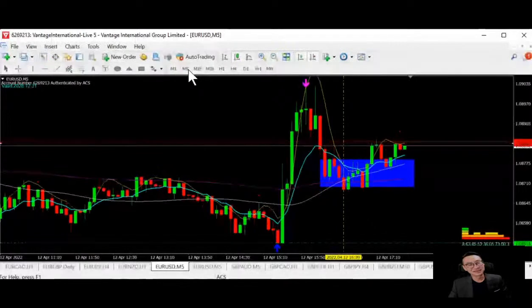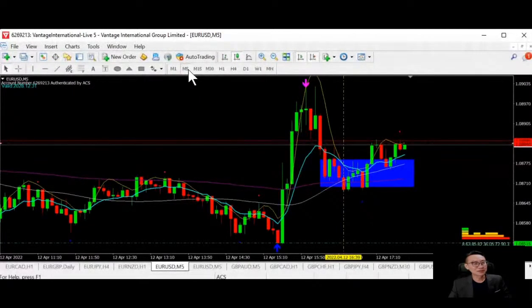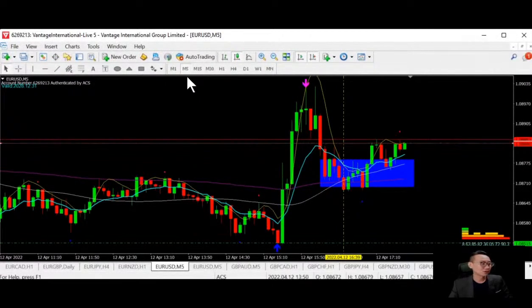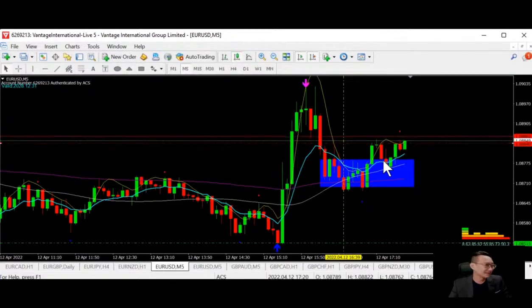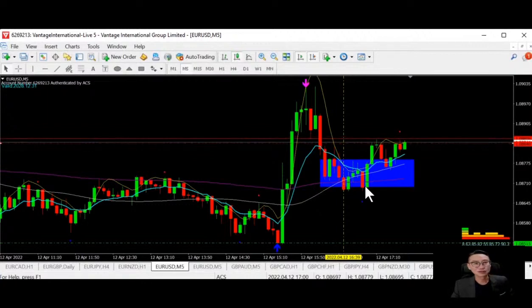Okay, so M5 has opened another candle. Let's see if this continues to become green or red, continues to go down. The V has actually been concrete. Well, guys, I guess not many people are going online, and people in Asia are going to sleep soon. So let's take a look over here.